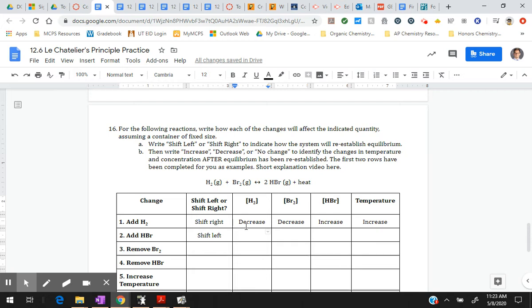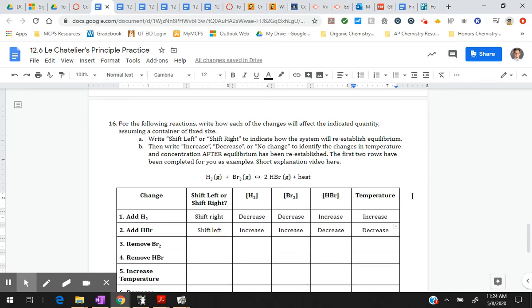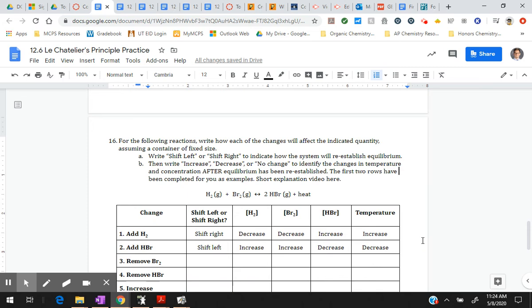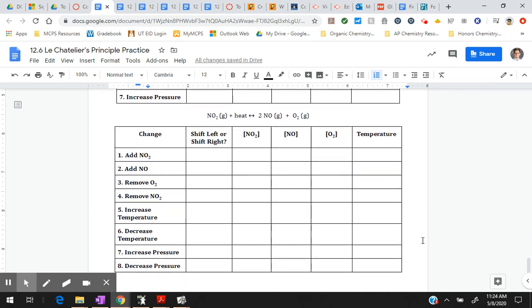If we're increasing the number of collisions between HBr molecules, that means their overall concentration will decrease because they will be forming Br2 molecules and H2 molecules. Since HBr is reacting, that means the temperature must also decrease because that temperature is viewed as a product. Go ahead and complete this chart along with the chart below it using the same method.